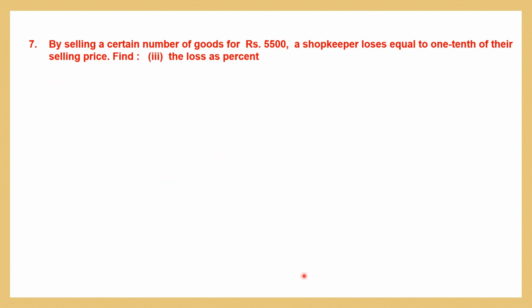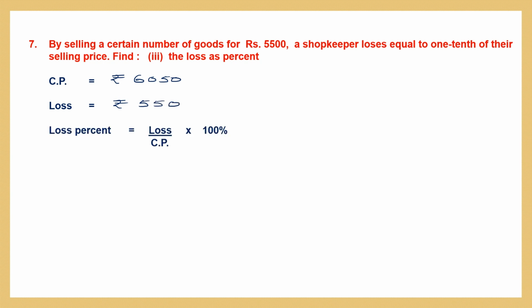Now the third part of the question. So the cost price we found out to be 6,050 rupees. And we also have the loss which we found out to be 550 rupees. Now we have to find the loss percent by using the formula loss divided by cost price into 100%. Loss is 550 divided by 6,050 into 100%.